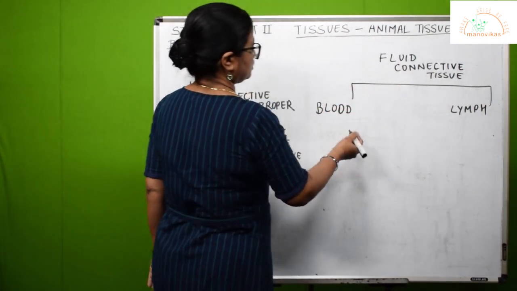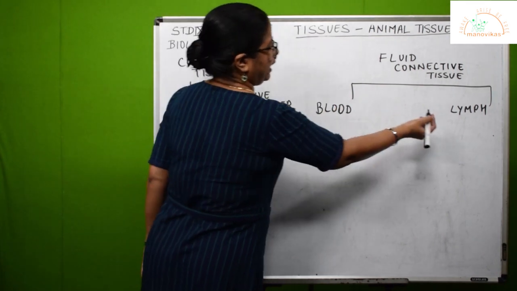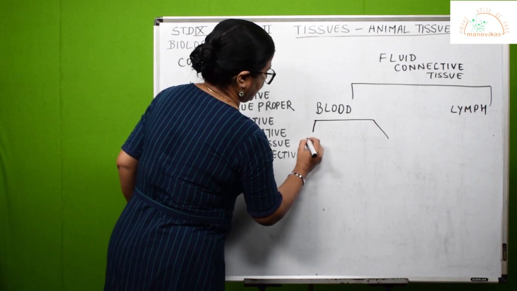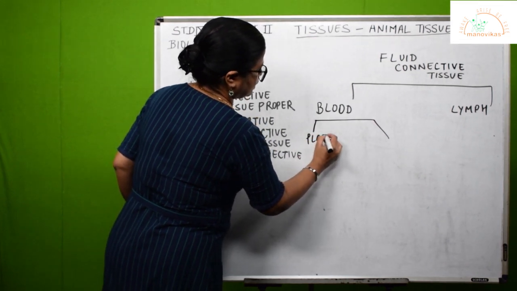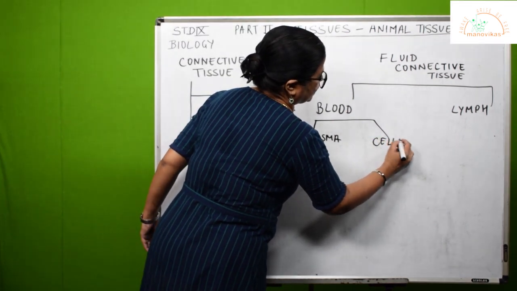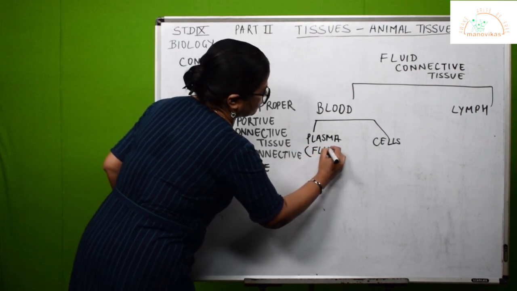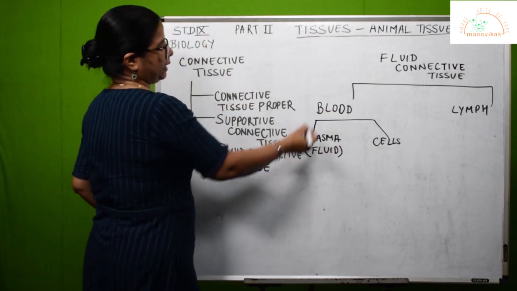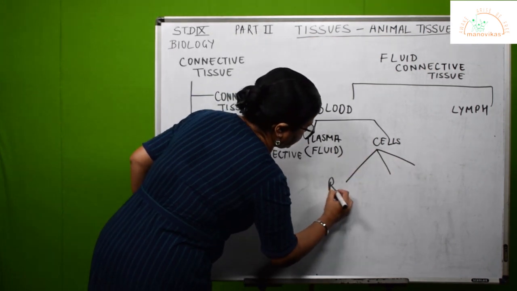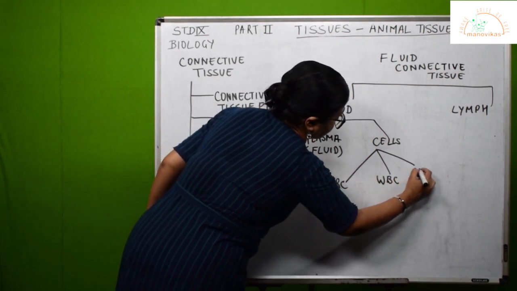Fluid connective tissue, we have divided into two types for convenience of studies, blood and lymph. Let us look at blood. We have plasma and we have the cells. Cells are also, we can say, formed elements of the blood. Plasma is the fluid part of the blood. The cells, again, three types: RBC, WBC and platelets.